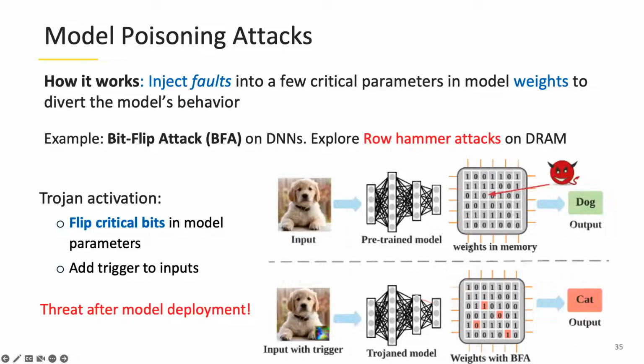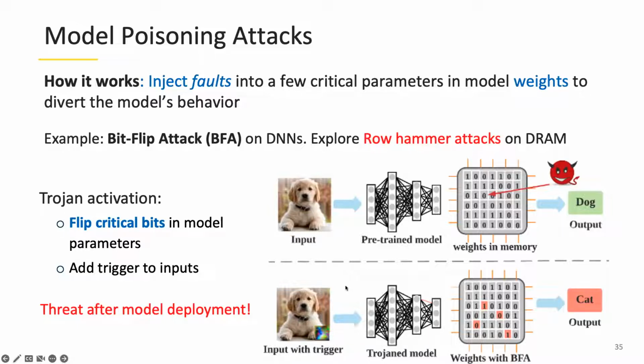After changing these bits, like flipping them from 0 to 1 or from 1 to 0, after changing these critical weights in the neural network and adding the predefined trigger pattern to the input, the model is trojaned by flipping those critical bits. Then, with the trigger stamped on top of the images on the inputs, the model will produce an incorrect output, which is the cat class here.